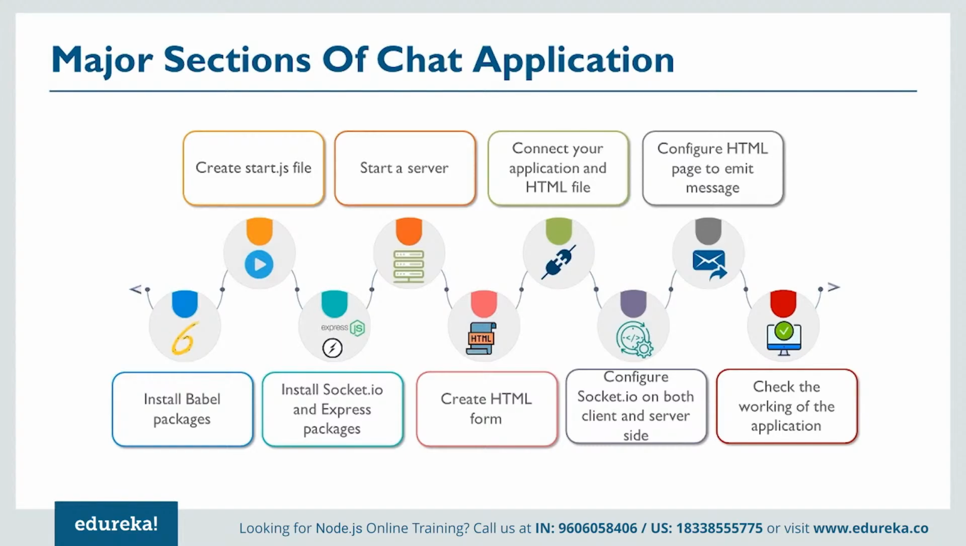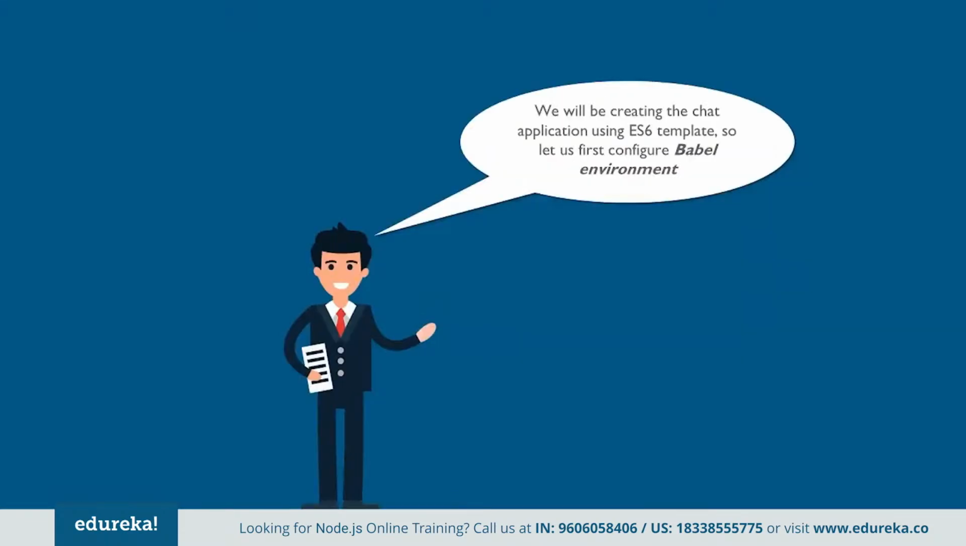Configure socket.io on both client and server side. So the socket.io library, again, since it's a chat application, has to be present on both the client and the server. Configure the HTML page to emit the message. Emit message meaning send the message, and check the working of the application. So we will be creating the chat application using ES6 template.